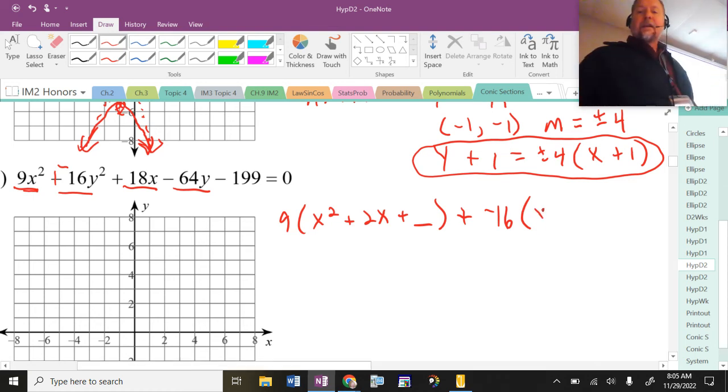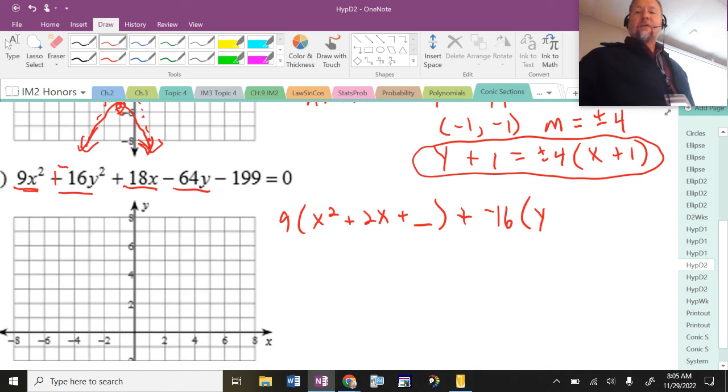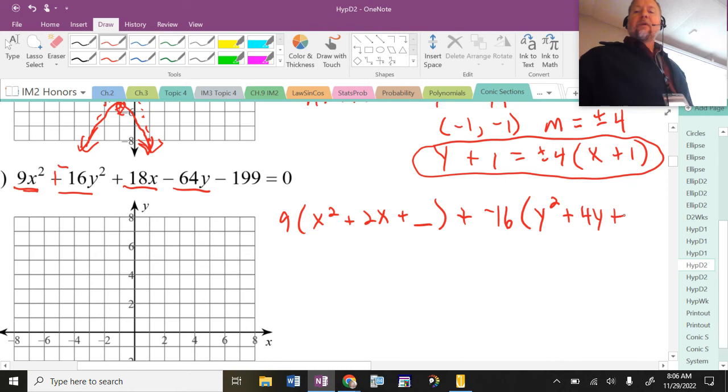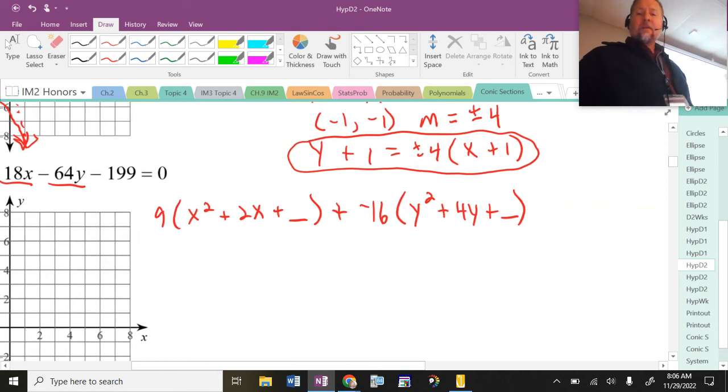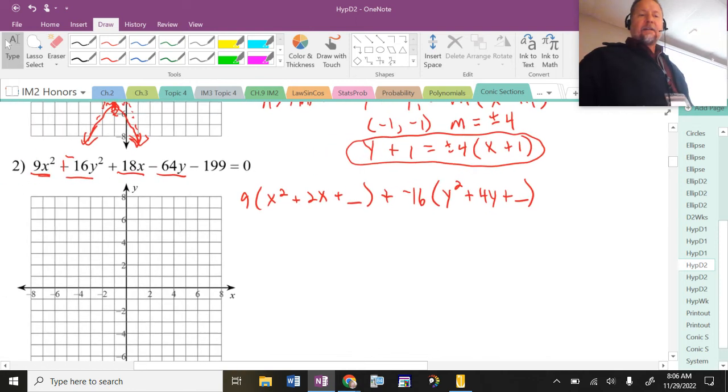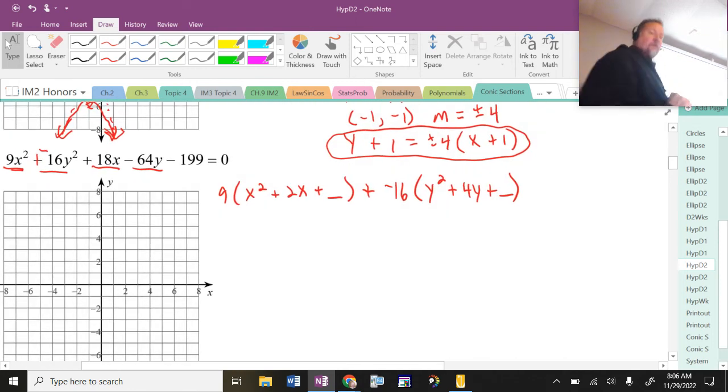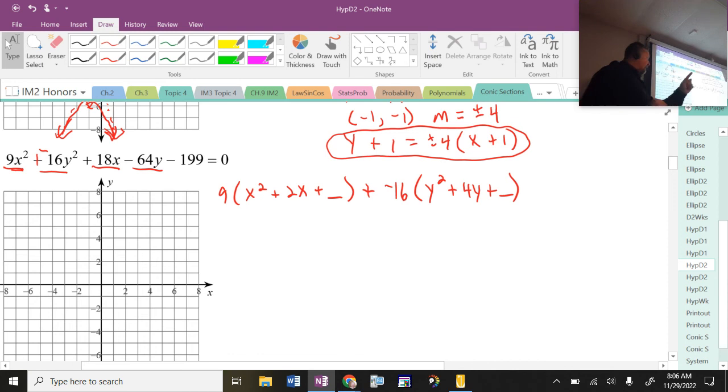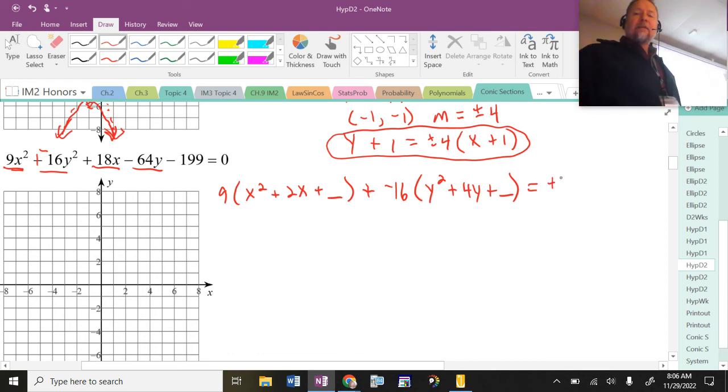And I got to think for a second. I believe that's 4. Yeah, 4 times 4 squared is 64. So 4 times 16. I just said cubed and then I wrote a cube there. So y squared plus 4y plus blank. Okay, I got some space. I got to keep adjusting my size here. All right, and now I add the 199. So equals positive 199. Please stop making that mistake.